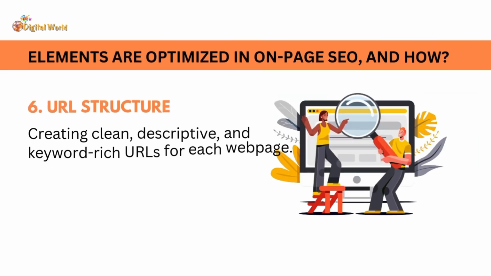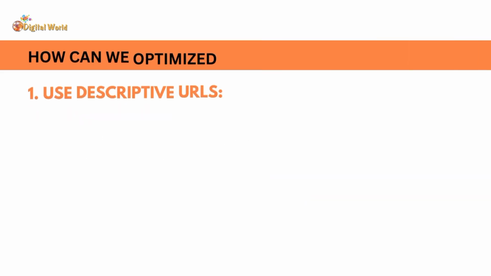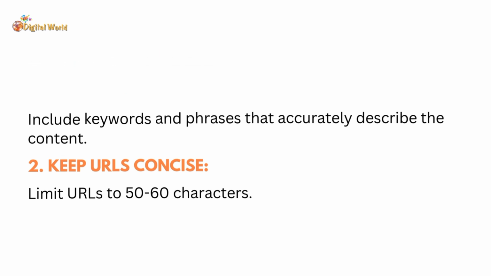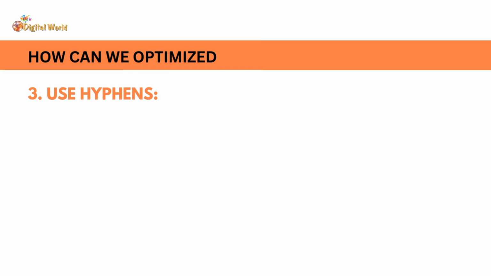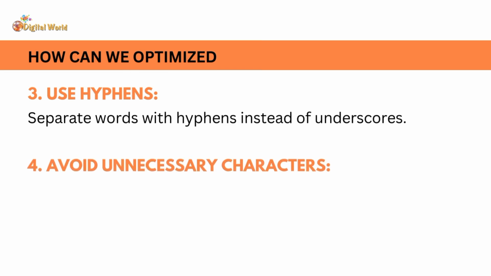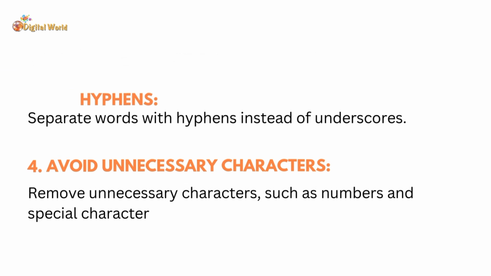Number 6. URL structure. Creating clean, descriptive, and keyword-rich URLs for each web page. But, how can we optimize? 1. Use descriptive URLs. Include keywords and phrases that accurately describe the content. 2. Keep URLs concise. Limit URLs to 50 to 60 characters. 3. Use hyphens. Separate words with hyphens instead of underscores. 4. Avoid unnecessary characters. Remove unnecessary characters, such as numbers and special characters.